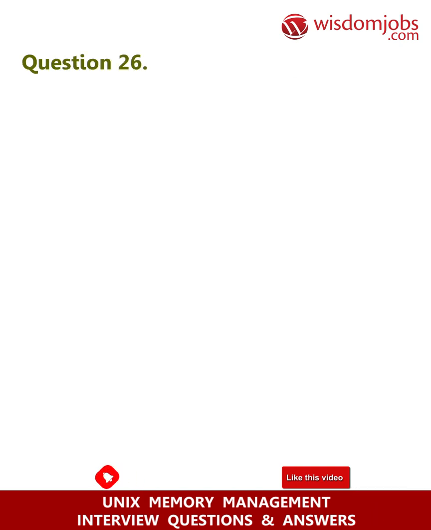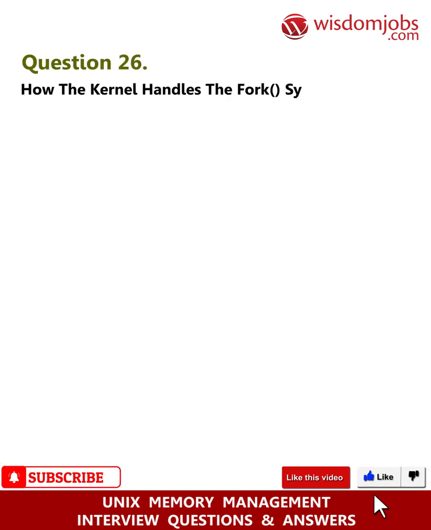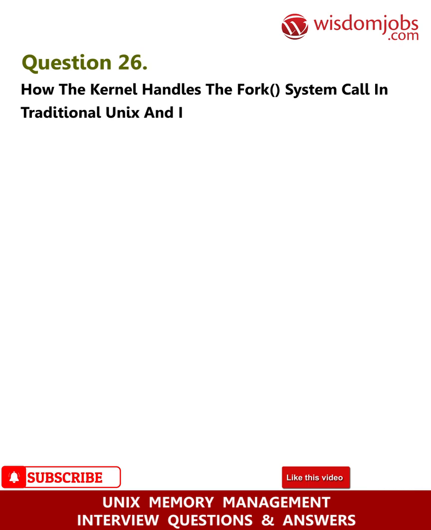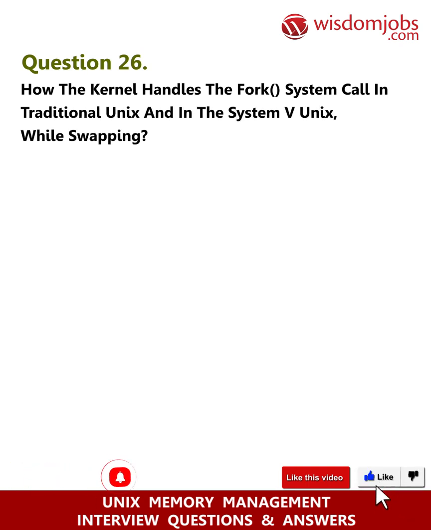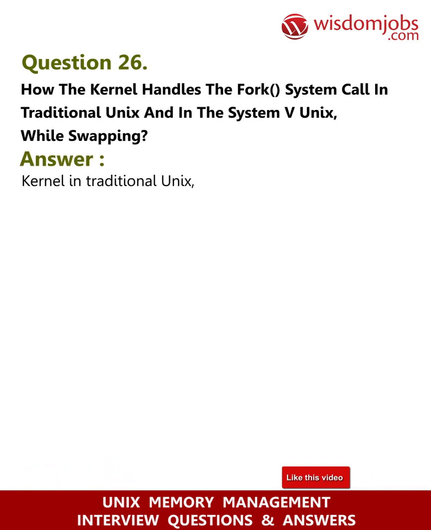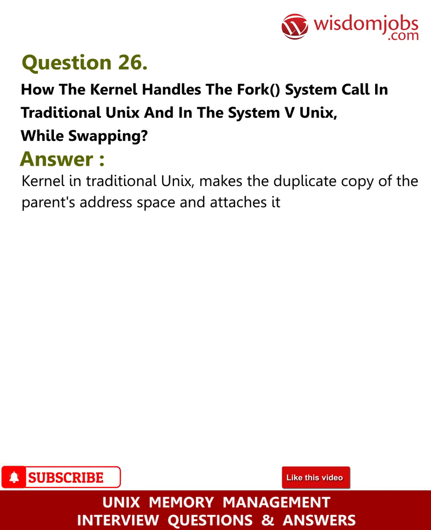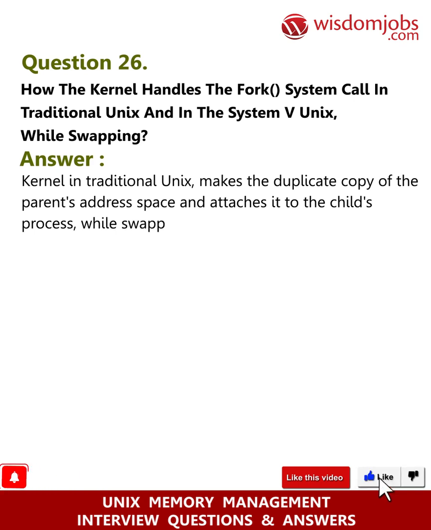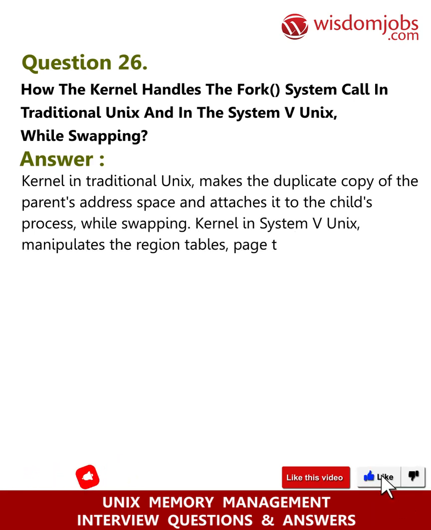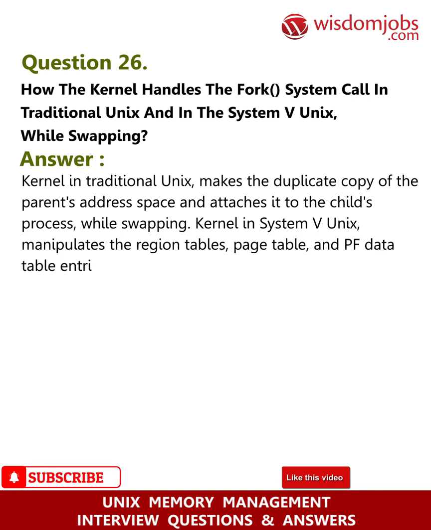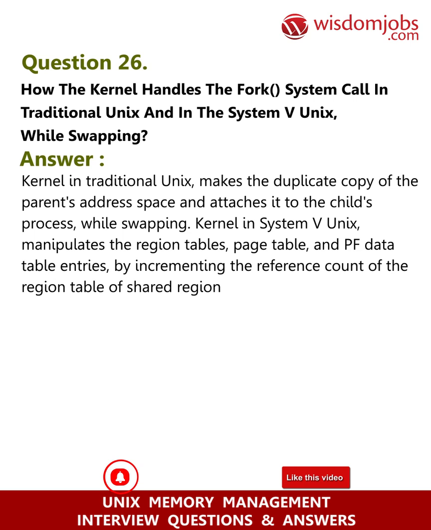Question 26. How does the kernel handle the fork system call in traditional Unix and in System V Unix while swapping? Answer. Kernel in traditional Unix makes a duplicate copy of the parent's address space and attaches it to the child process. While swapping, kernel in System V Unix manipulates the region table, page table, and page frame data table entries by incrementing the reference count of the region table of shared regions.